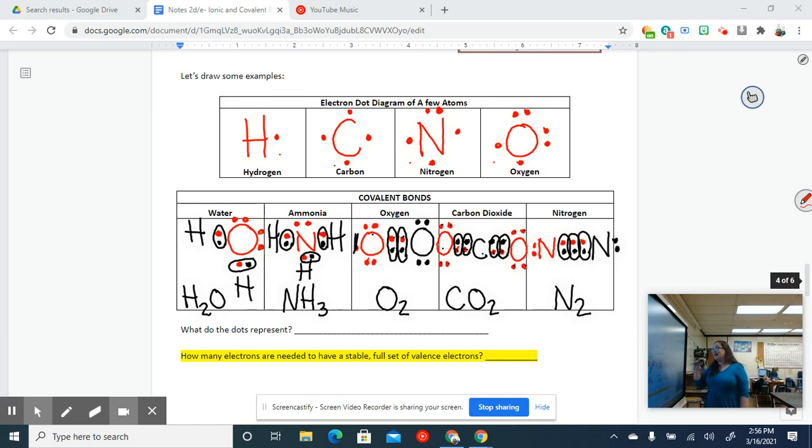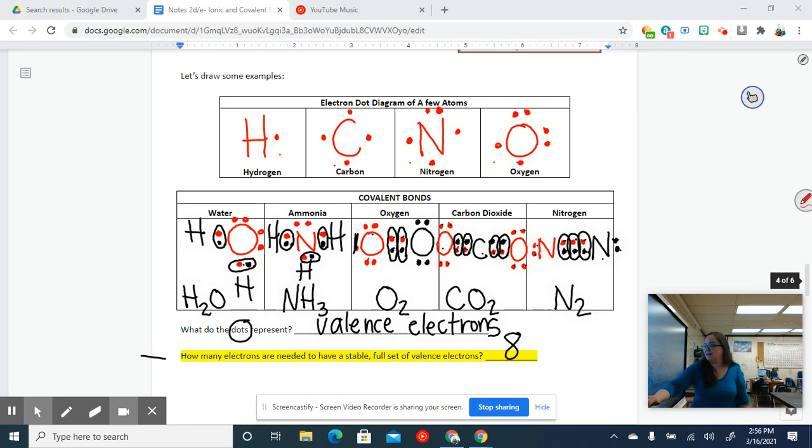But in that way, everybody has 8. This nitrogen has 1, 2, 3, 4, 5, 6, 7, 8. This nitrogen has 1, 2, 3, 4, 5, 6, 7, 8. So everybody is happy. So what are those dots representing? Each time we drew a little dot, we were drawing the valence electrons. And how many were we looking for every time? Every time we had to get a total of 8.